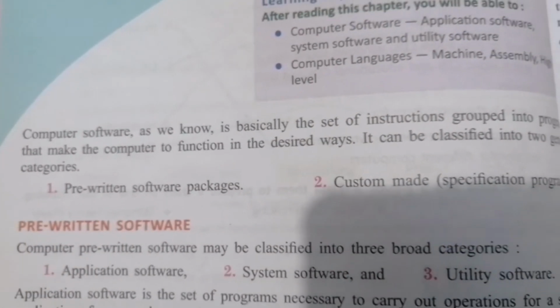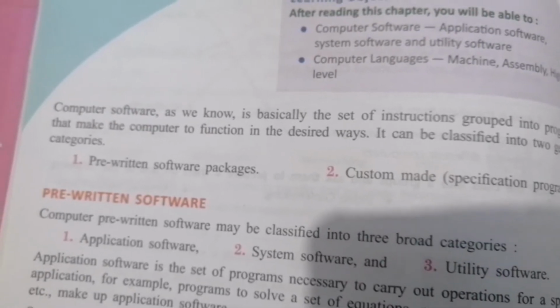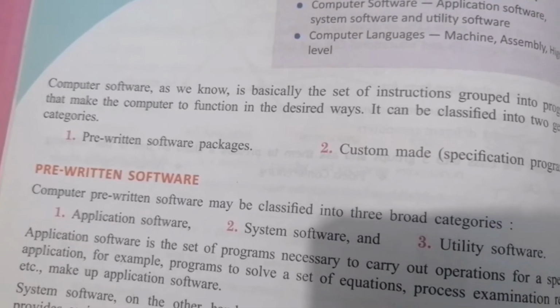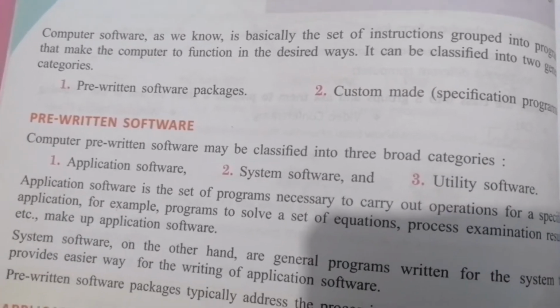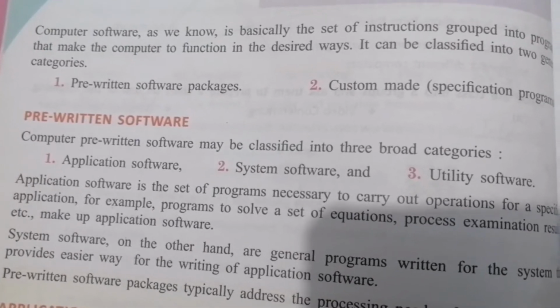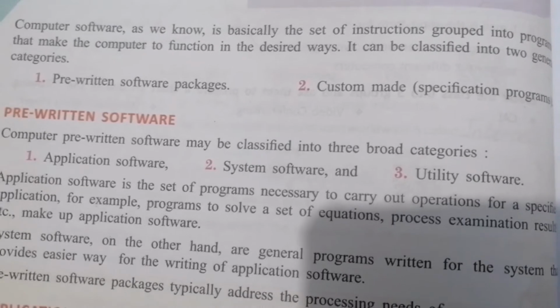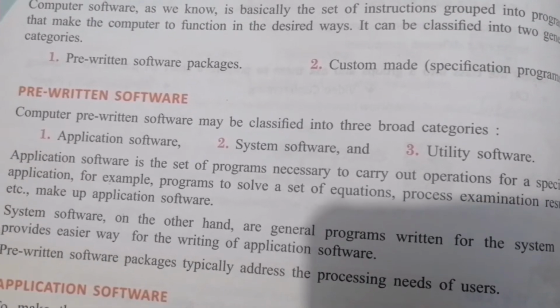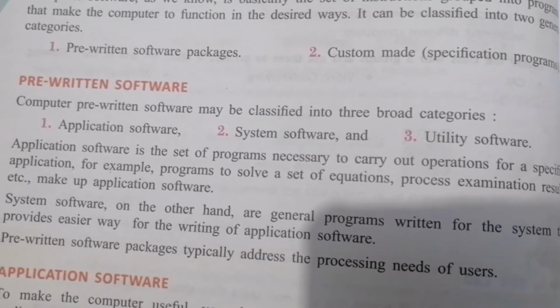Computer software, as we know, is basically the set of instructions grouped into programs that make the computer function in the desired way. It can be classified into two categories: 1. Pre-written software package. 2. Custom-made, specification programs. Pre-written software may be classified into three broad categories.